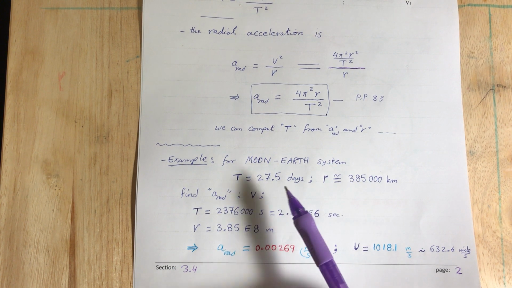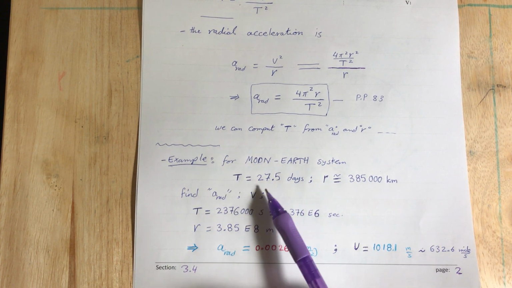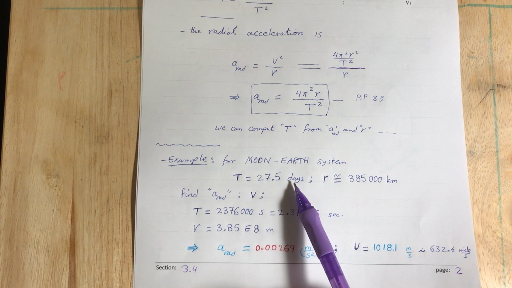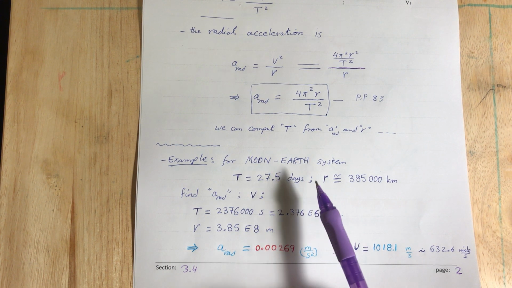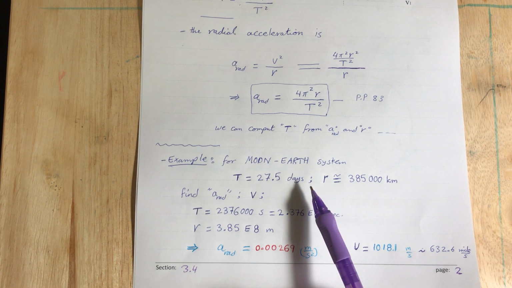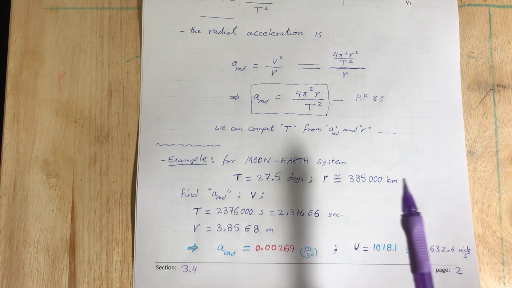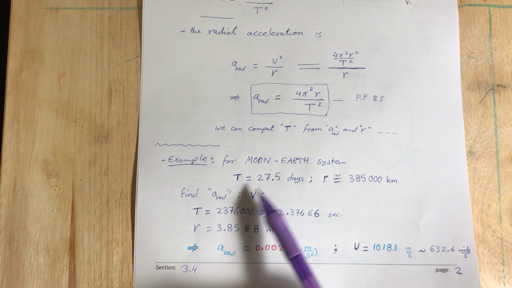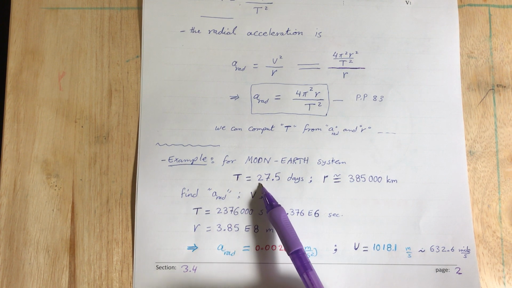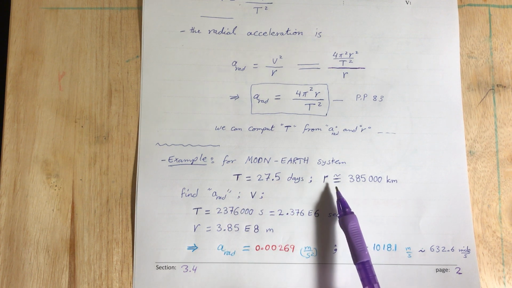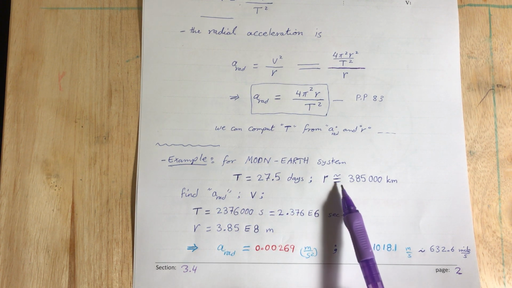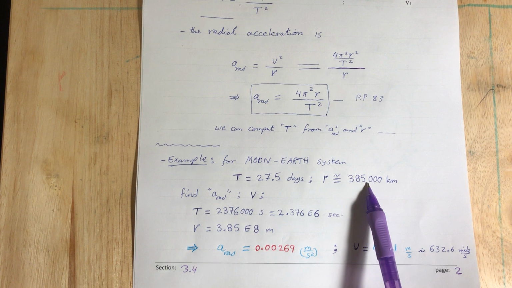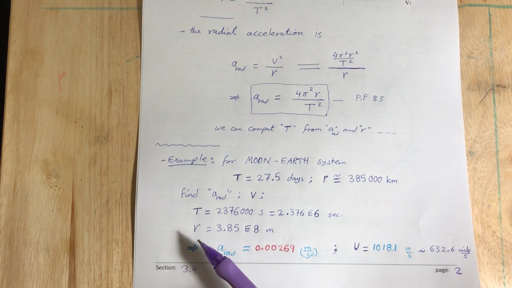For example, for the moon and the earth system, if the time period for the moon to rotate around the earth is 27.5 days, which is the astronomical period, not the earth period. The earth period is 29.5. Okay, this is the t capital, which is the total period, and the radius on average is equal to 385,000 kilometers.